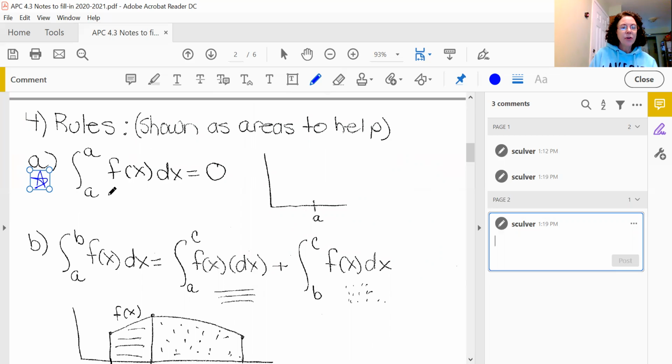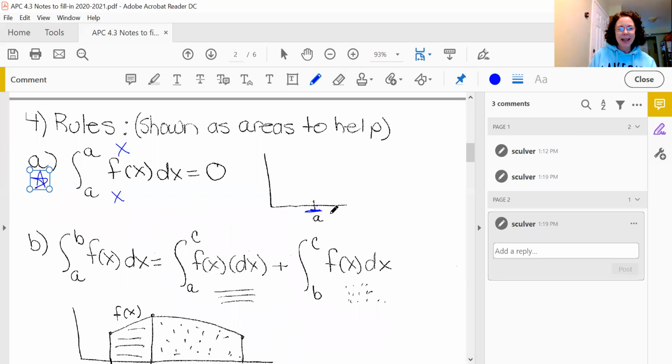Notice if your lower x is an a and your upper x is an a, then you have no base. You have no width. There's no distance between an a and an a. So when you try to draw the area, there's no area. That's why anytime the lower limit and the upper limit are the same on an integral, that integral is 0 because there would be 0 area.